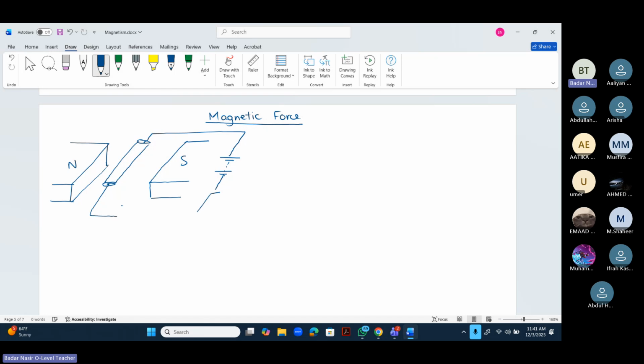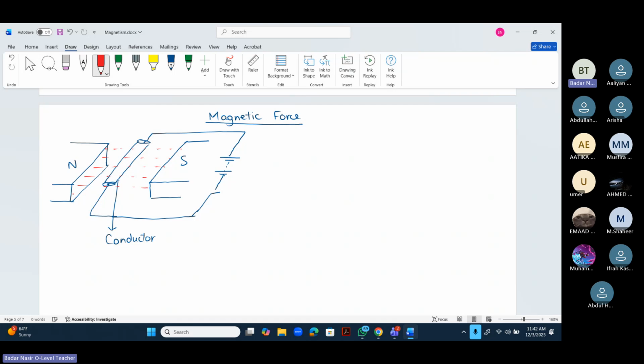Here's the switch. Okay. So आपके पास एक conductor है. So this is a conductor. And this conductor has been placed inside a magnetic field. Magnetic field is always traveling from north towards the south pole.